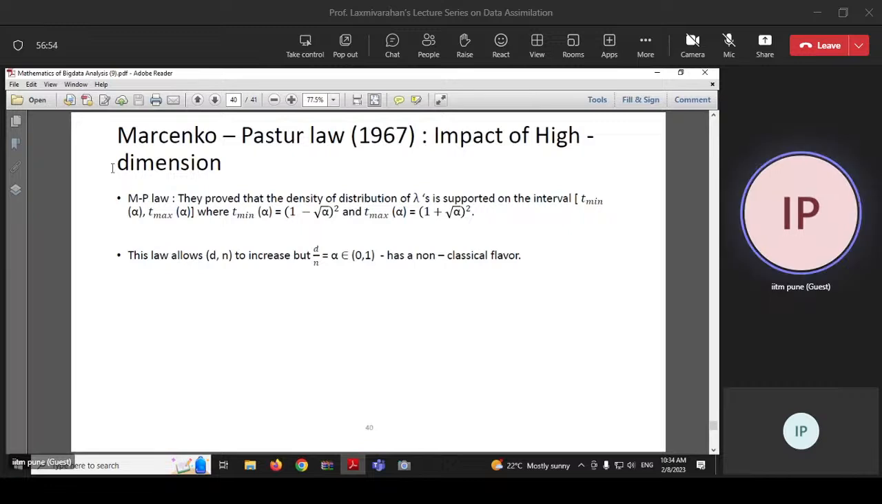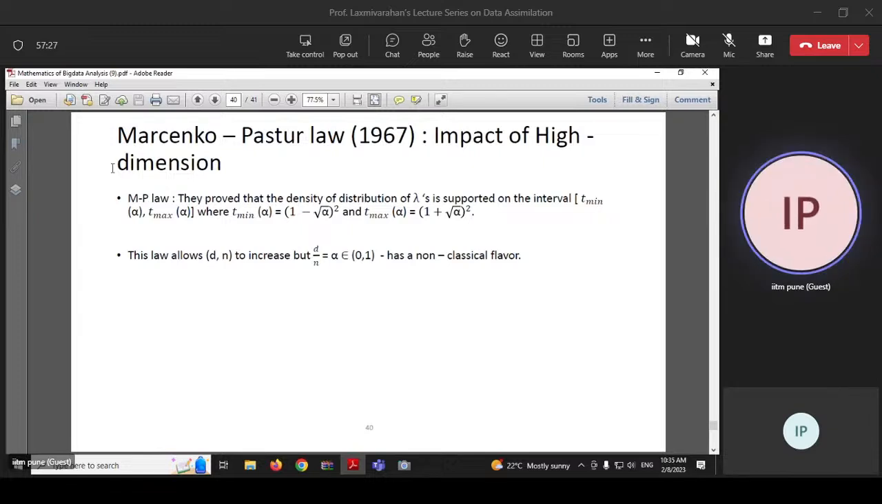What is the classical result? D fixed, n goes to infinity, sigma hat tends to sigma in the strong sense, in the sense of the norm. When that classical convergence condition is violated, what does it mean? My n is large, but d is large too, and d over n is not anywhere near 0. It's bigger than 0. In that case, we are going to have problems.